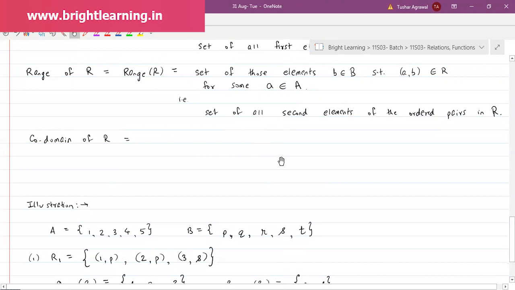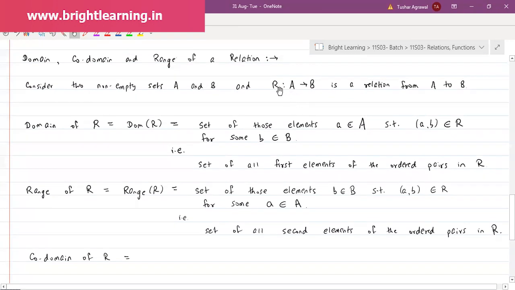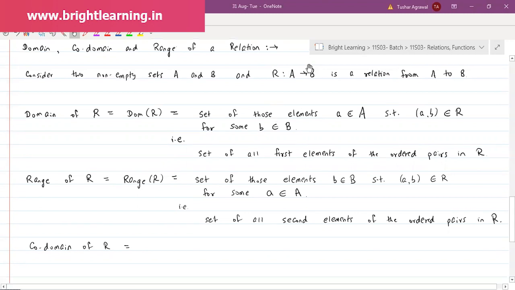Now, what is the codomain? Codomain is very simple. If R is a relation from set A to set B, this second set is called the codomain. That's it. Set B is called the codomain of R.